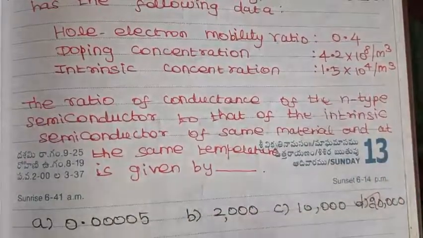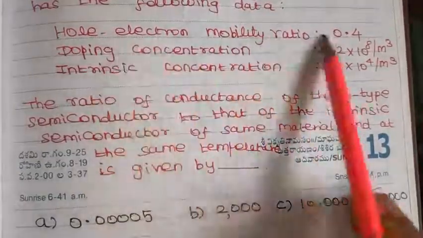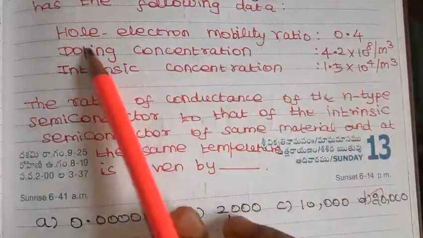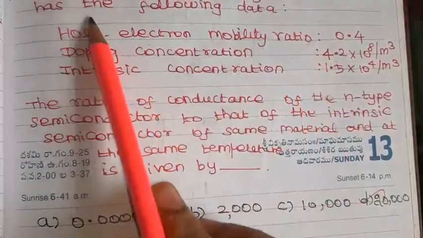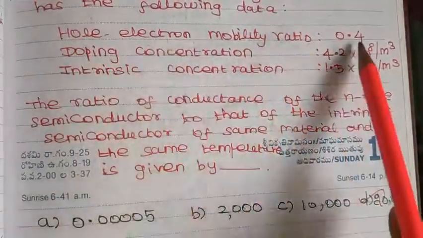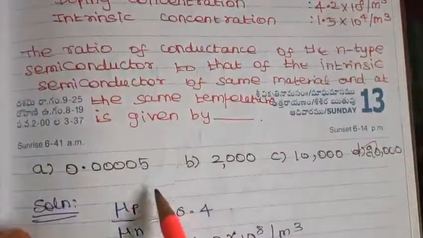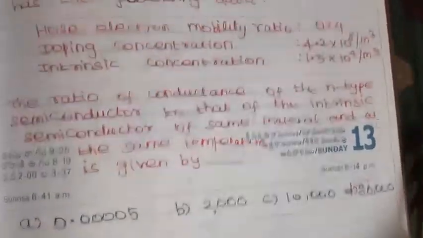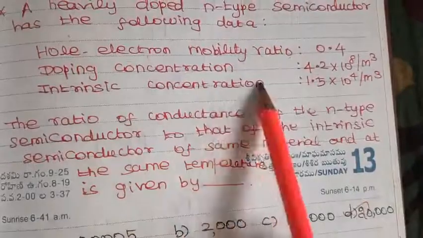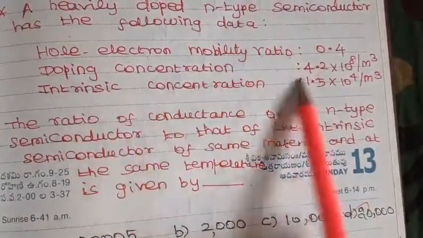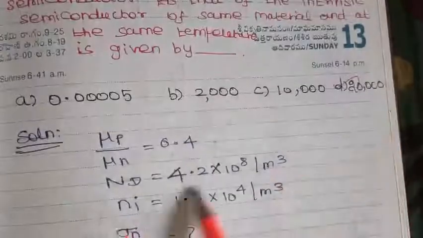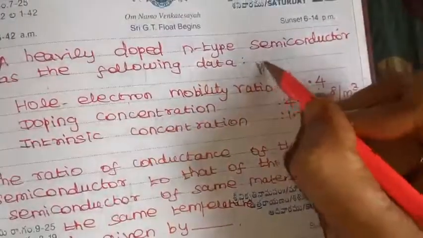What we are going to find out: the given data is the hole to electron mobility ratio for n-type, that is mu p to mu n, which is 0.4. Then what else is given? The doping concentration. This is n-type, so the donor doping concentration is N_d. So N_d is equal to this one, and this is mu p by mu n.